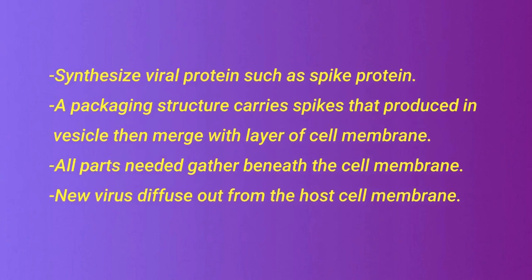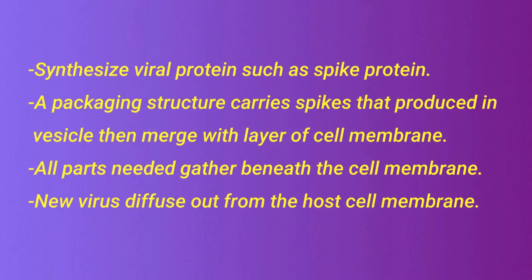Ribosomes will synthesize virus proteins such as spike protein from the genetic information of the virus. A packaging structure in the cells then carries the spikes produced in the vesicles, which then merge with the outer layer of the cell membrane. All the parts needed to create a new virus will gather just beneath the cell membrane. Then, a new virus will diffuse out of the cell membrane. Therefore, the body will start to develop pneumonia.